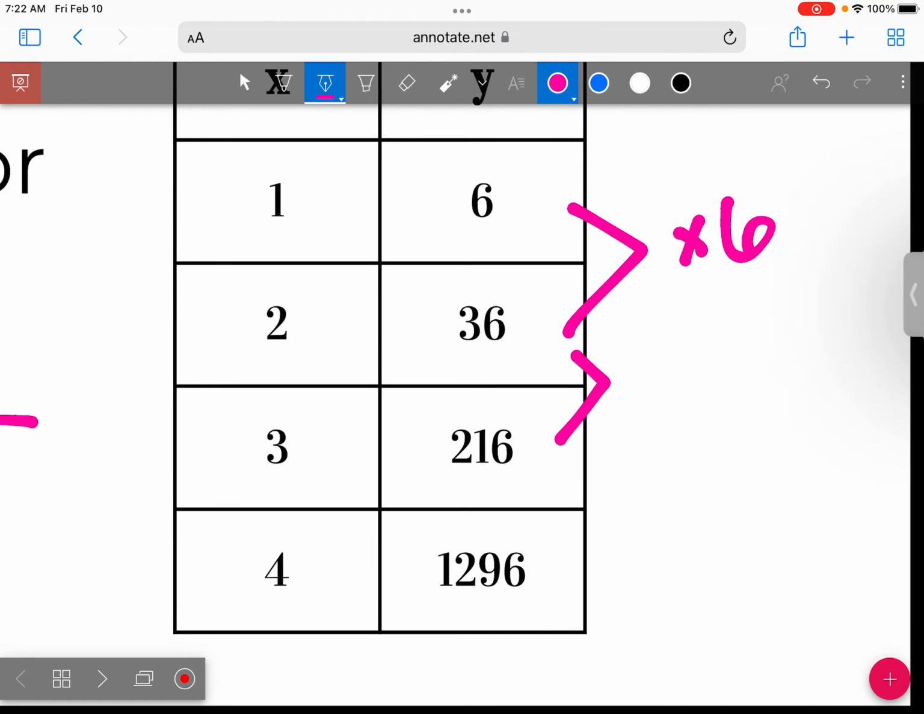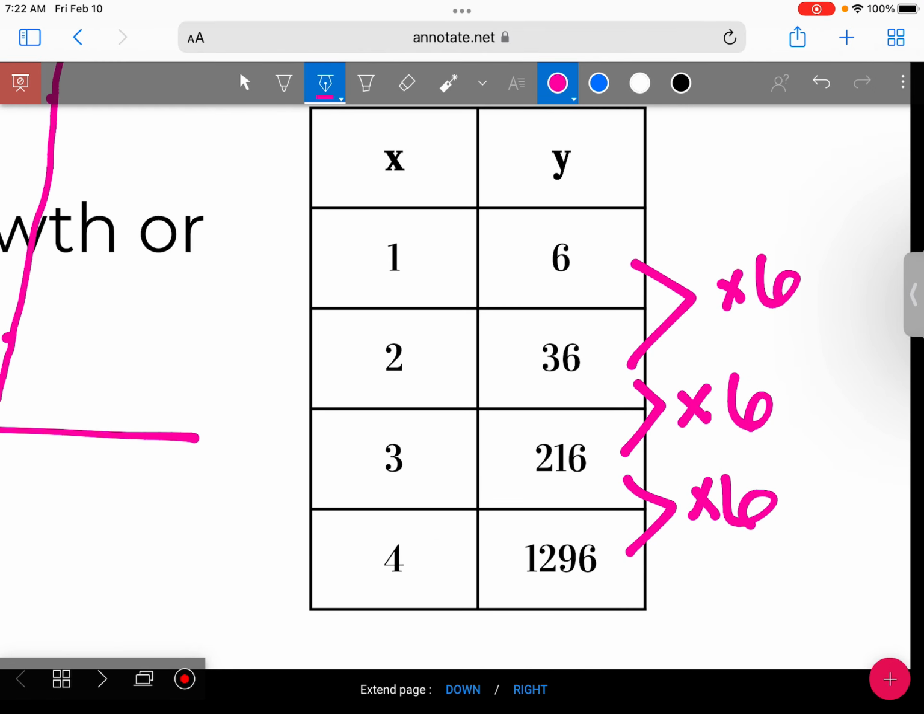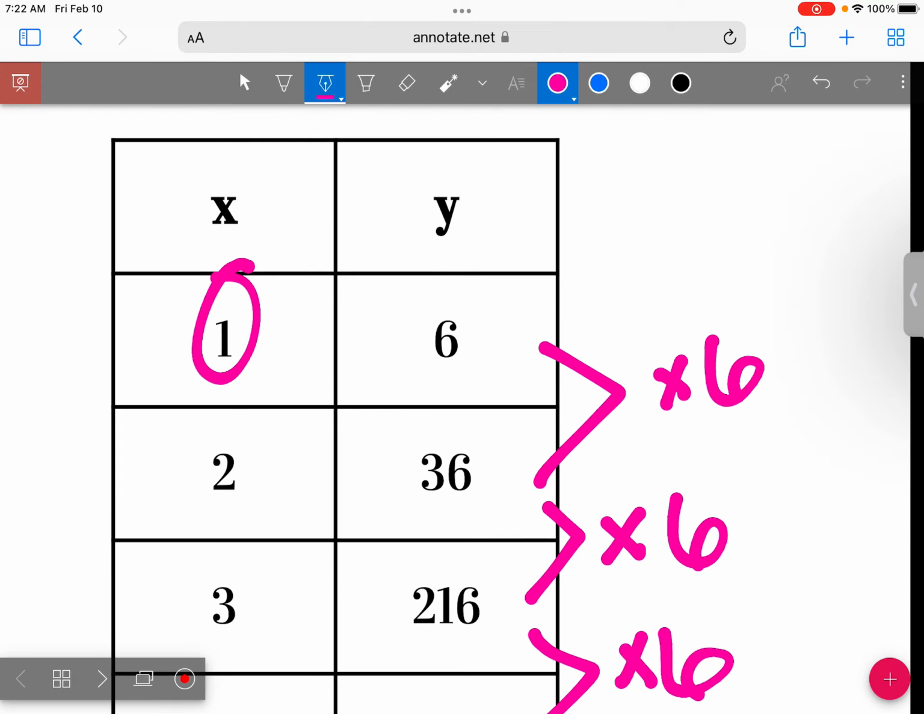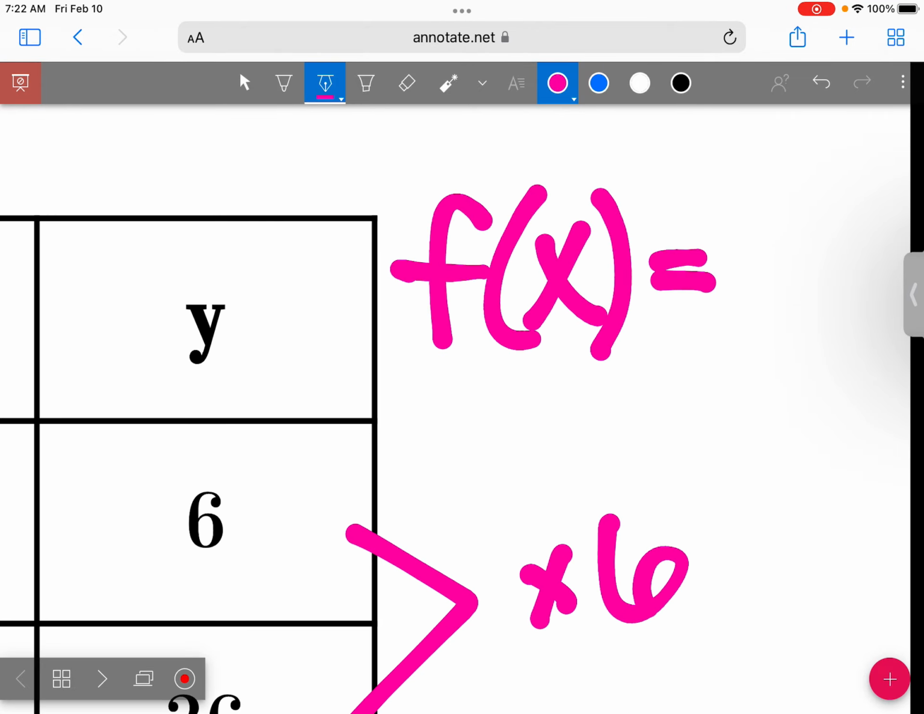And then from 36 to 216, what's 216 divided by 36? 6. So that's multiplied by 6. What about here? 6. So, if you think about it, that means, and when we're plugging in x, we know it's going to be in our exponent. What does our function look like? What does f of x look like? Do you guys have a guess?